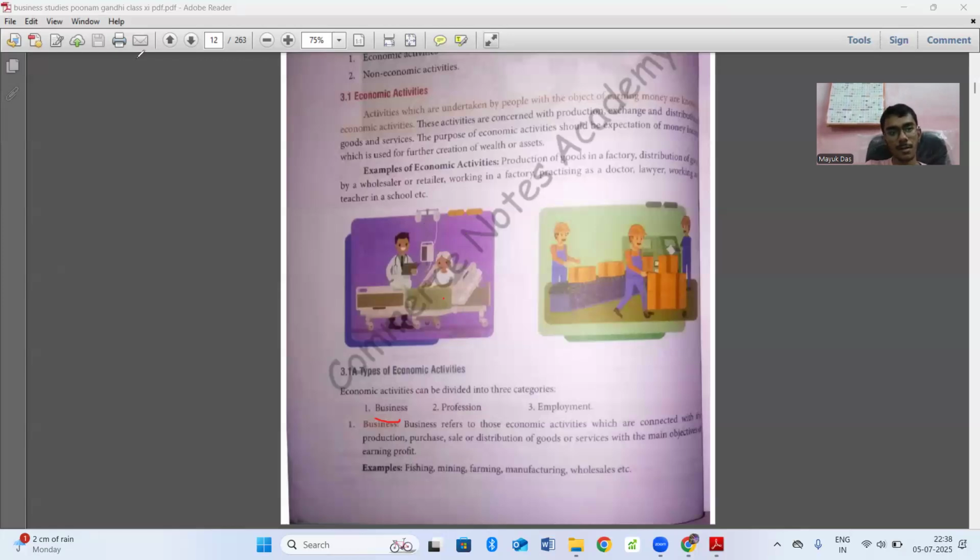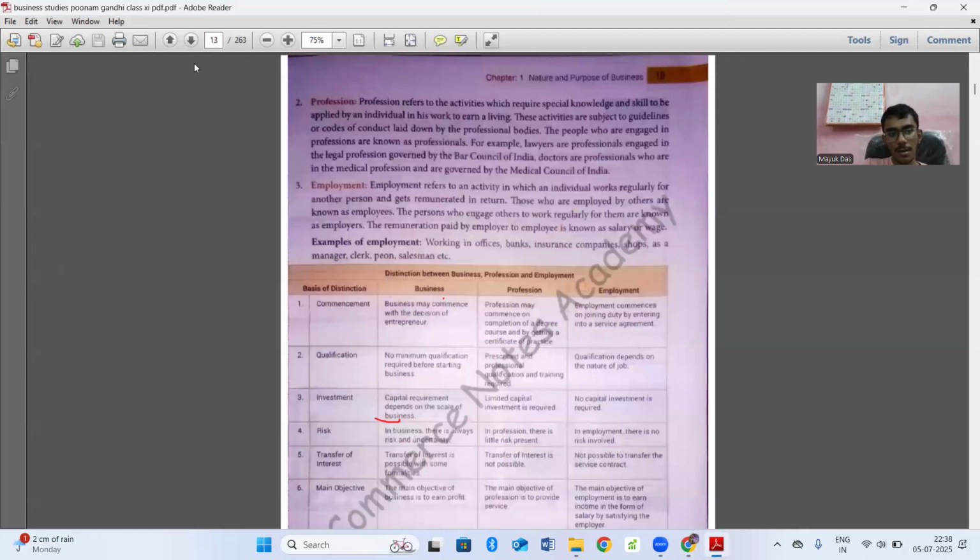Okay. Now profession. If I talk about it, the main motive here is also to earn money. I'll not say profit, to earn money. Okay. If I differentiate profession and business, then business doesn't require any kind of particular degree. But in profession, a particular degree or a particular specialization is required to run the profession.